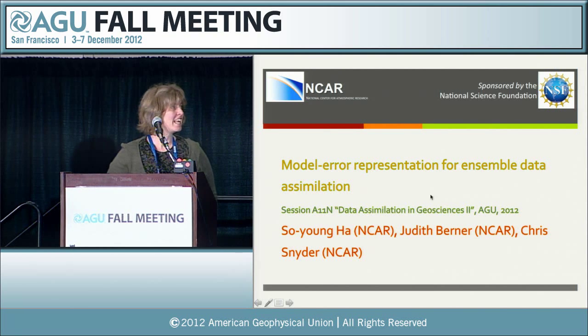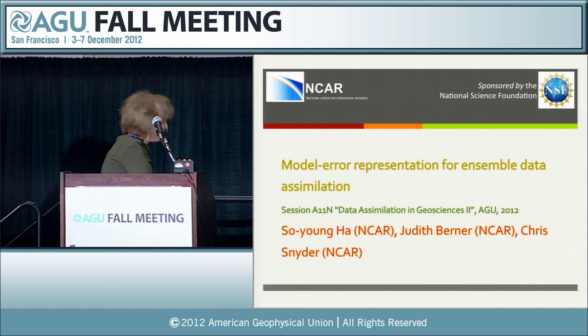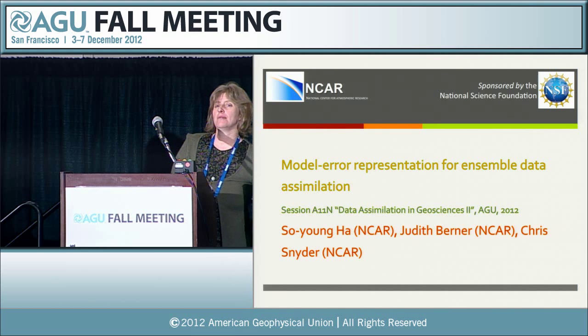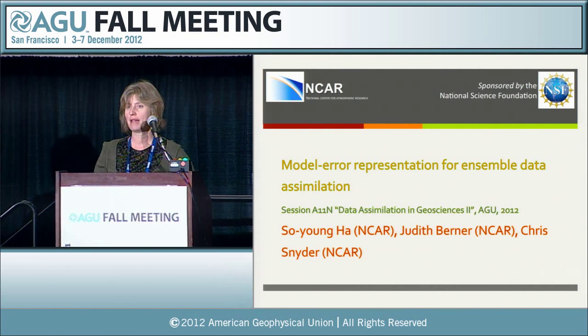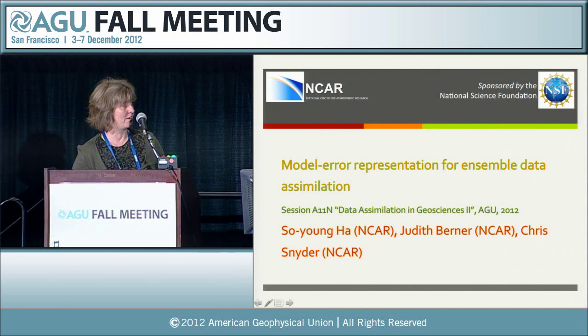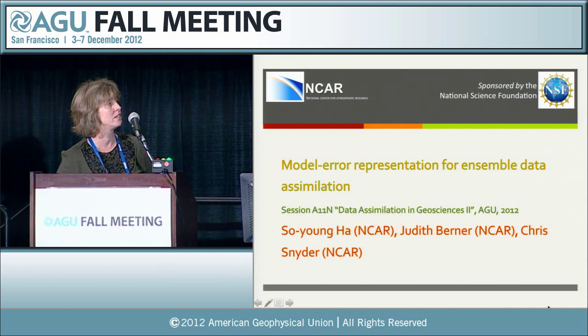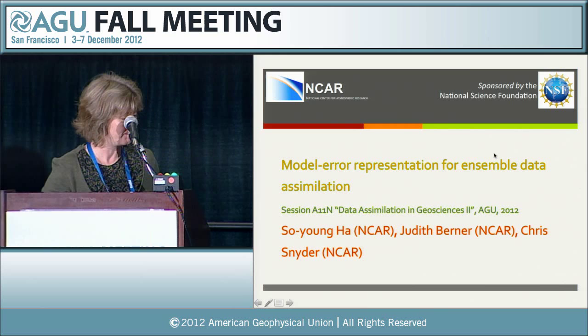Hello, good morning. Thank you very much. My name is Judith Berner. I have been working on model error representations for many years. However, I'm new to data assimilation. But I have some very skillful co-authors: Su Young Ha from NCAR, who did all the experiments, and Chris Snyder, who is an expert on the ensemble Kalman filter.